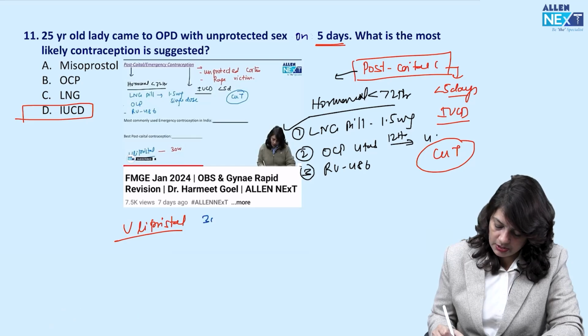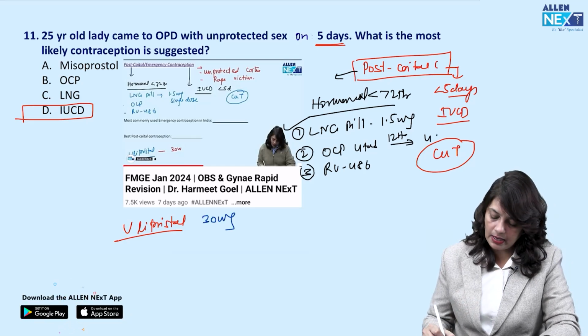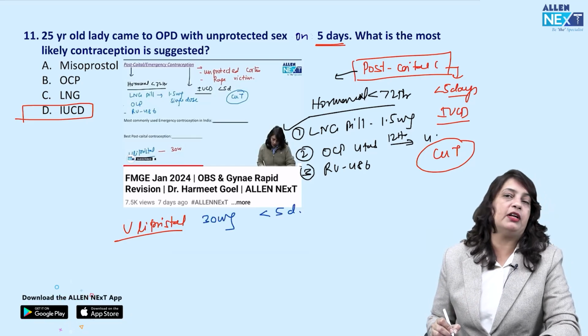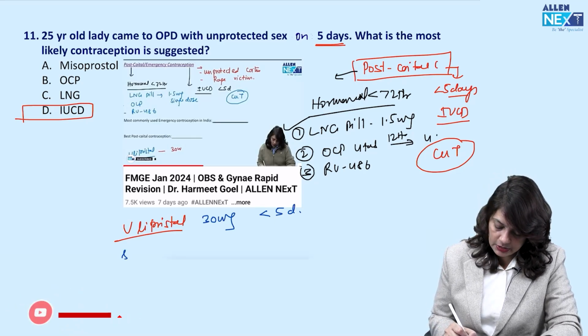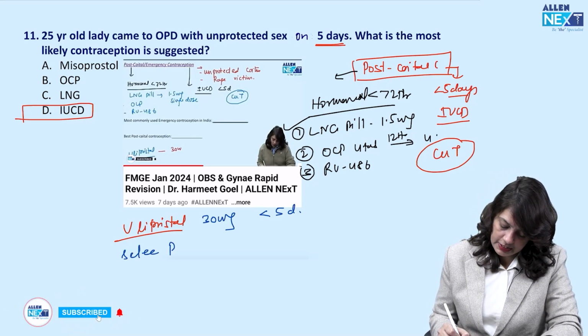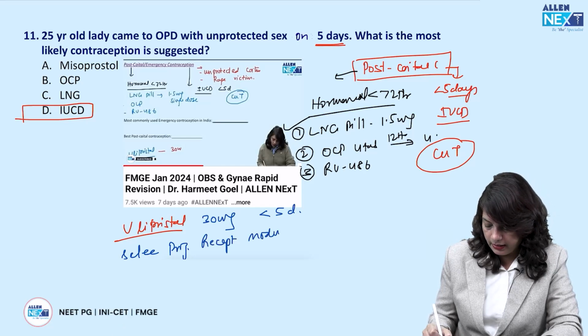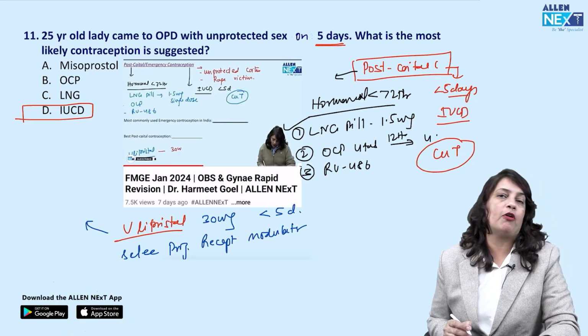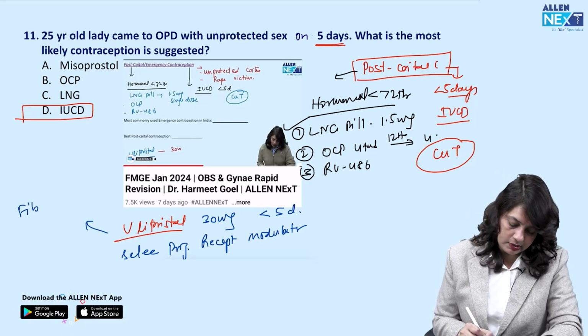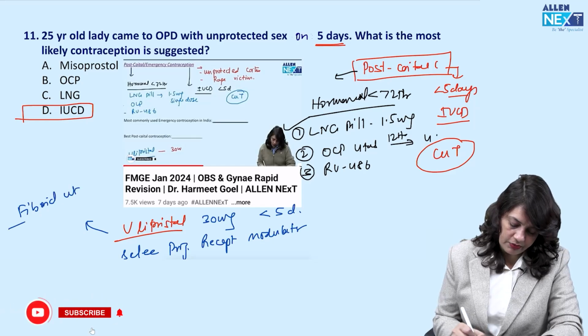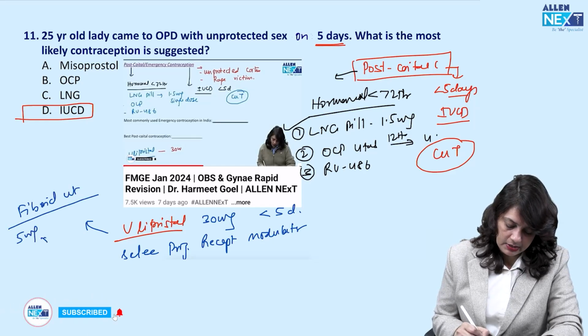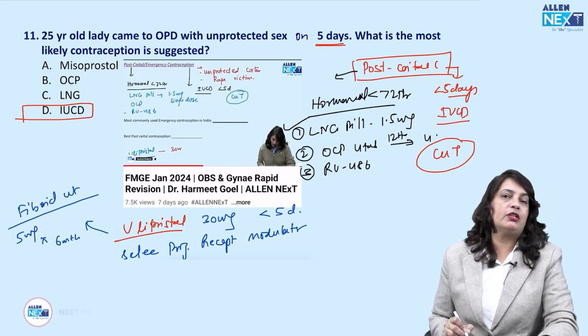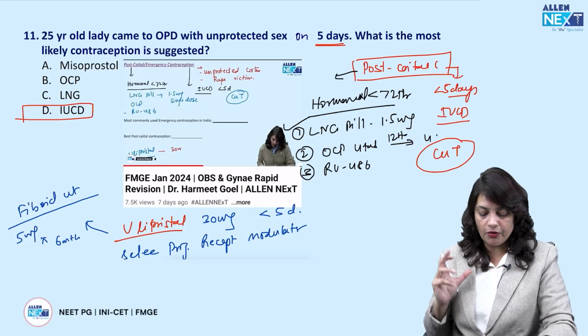Ulipristal is also an emergency contraception. Dose is 30 milligram. This can be given within 5 days of unprotected coitus. This ulipristal is a selective progesterone receptor modulator. And another use of ulipristal apart from postcoital contraception is in the fibroid uterus, where the dose is 5 milligram. It's given daily for 6 months, which will lead to shrinkage in the size of fibroid.